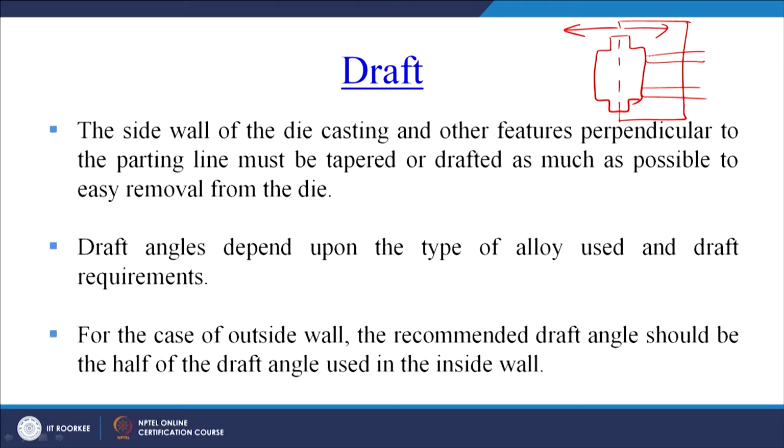So this part has to be removed after the solidification. So the metal will be poured here, it will solidify and the part has to be ejected out. These two ejector pins will act and they will push the part out, but in order to ensure easy ejection of the part from the ejector die, we must provide the draft in the direction perpendicular to the parting line.